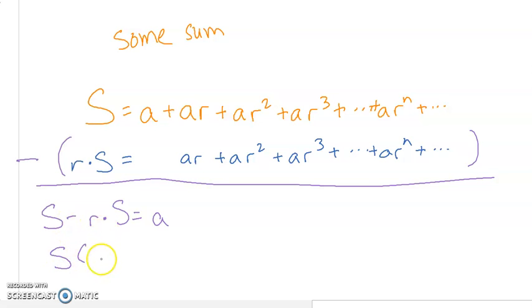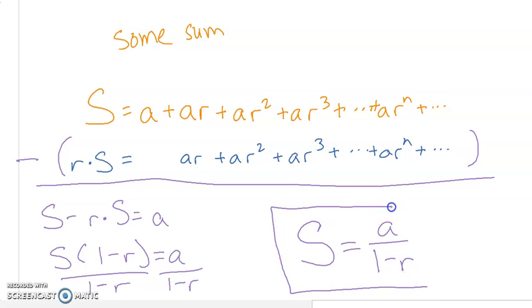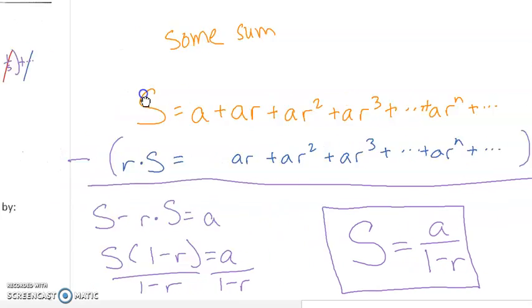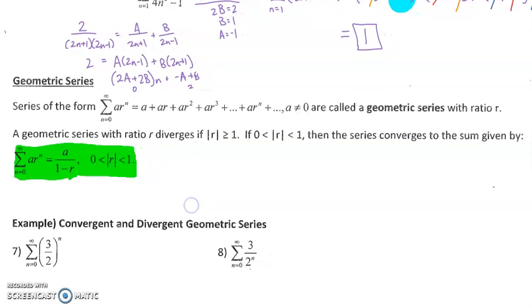We factor out the s, we're left with 1 minus r. You guys see where this is going now. And when we divide both sides by 1 minus r, we get the fantastic, noble equation s equals a over 1 minus r. Amazing. So that is a proof for where this magical, super important formula comes from. Know it, learn it, recite it in your sleep. It is super important. We will use it over and over and over again.